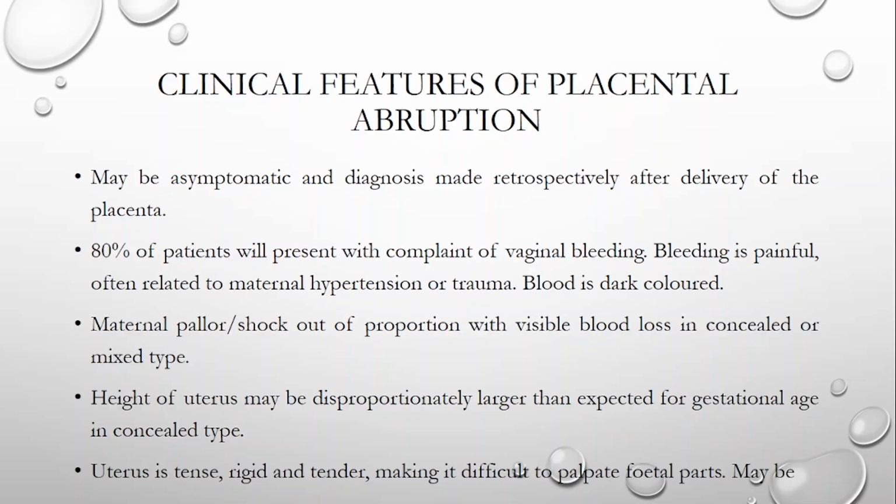Height of uterus may be disproportionately larger than expected for gestational age in concealed type because of the distension of the bleeding, and the bleeding into the myometrium can cause enlargement of the uterus. The uterus is always tense, rigid, and tender, making it difficult to palpate fetal parts.